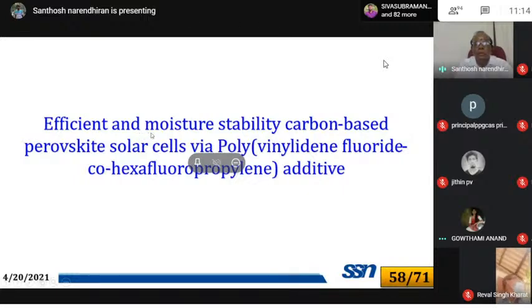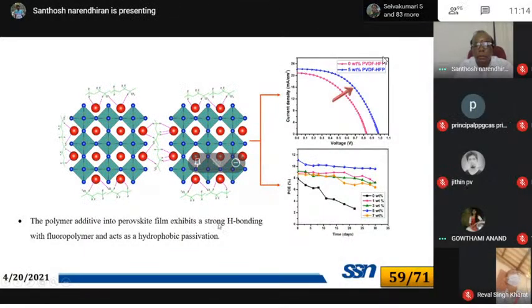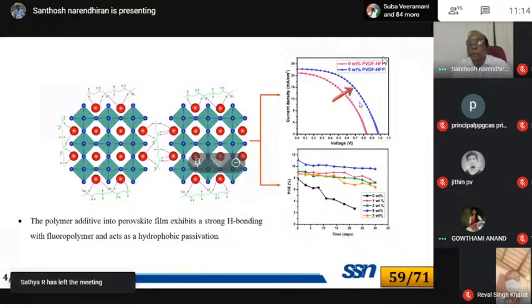Efficient and moisture stable carbon-based perovskite solar cells via polyvinyl chloride. This material is an additive. This polymer additive in the perovskite film exhibits strong hydrogen bonding with the fluoropolymer and acts as a hydrophobic barrier. And here you see the current density, voltage, and this is the pure material. This is the additive material.